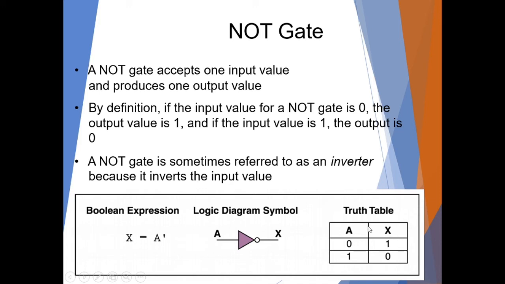In NOT gate, there is only one input A. So, there are only two different combinations for a single input. That is, A can be 0 or A can be 1. When A is 0, X, that is A complement, is 1. When A is 1, A complement is 0.